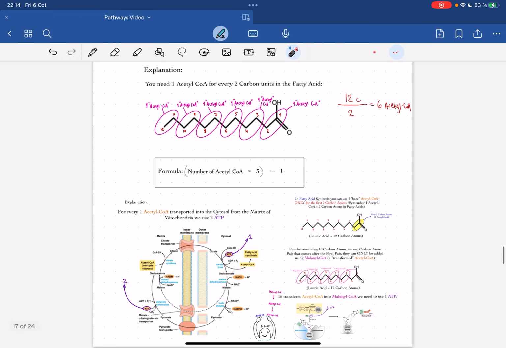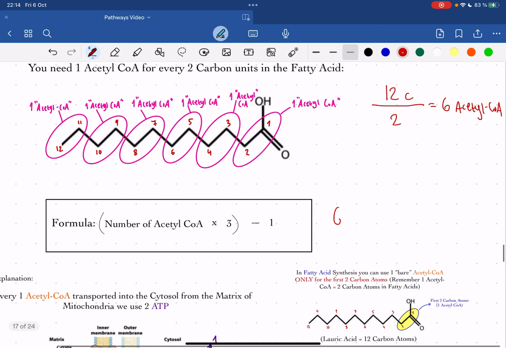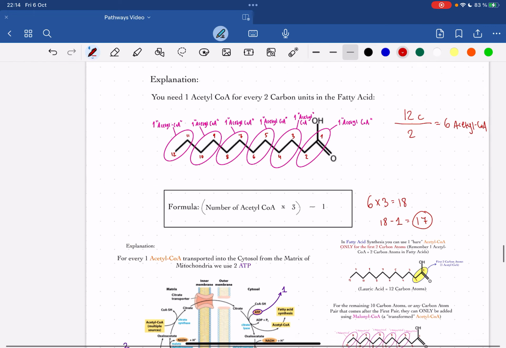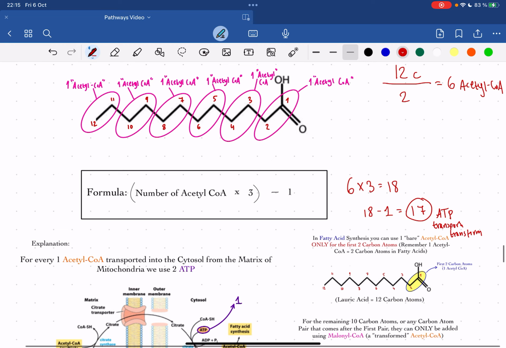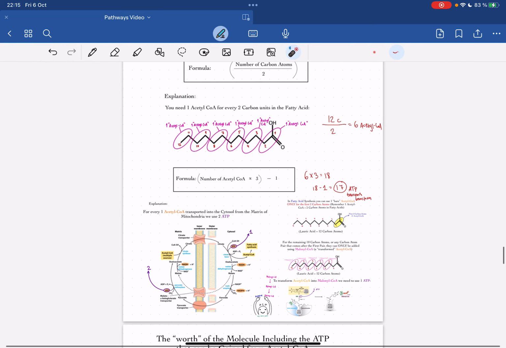And then the final formula is a lot easier than what we did with the beta oxidation round. It's just taking the number of acetyl-CoA, multiplying it by 3, and then taking minus 1. And why we do this exactly, I'm going to explain. First of all, let's calculate it. 6 times 3 equals 18. And then 18 minus 1 equals 17. So 17 ATP in total, in order to transport and transform the acetyl-CoA which we use in our fatty acid synthesis.